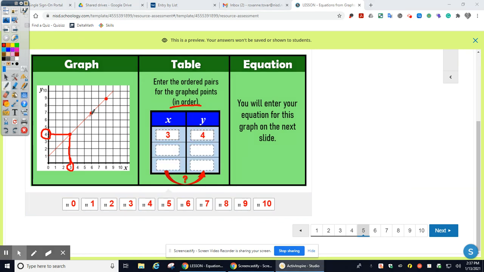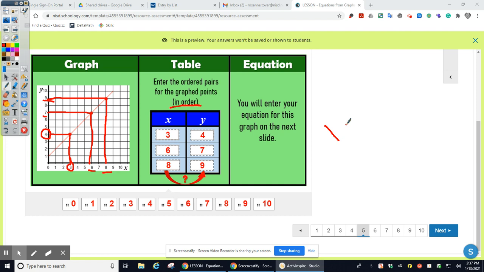Then I see the next one, x is 6, y is 7, and then the last one, x is 8 and y is 9. And I'm going to go ahead and put them in the order. So our middle dot was 6, 7, and our last dot or coordinate was 8, 9. Okay, now it says you will enter the equation from the graph on the next slide.